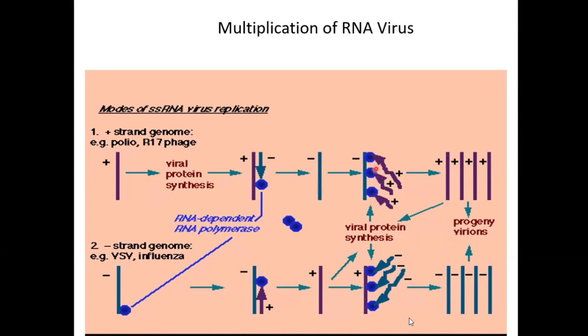And then late phase protein, which will be mostly structural protein, by having the progeny virion nucleic acid, also protein, then the assembly can take place. For negative polarity, we always have an RNA-dependent RNA polymerase, which has to go with them.